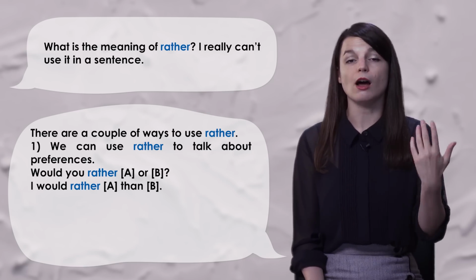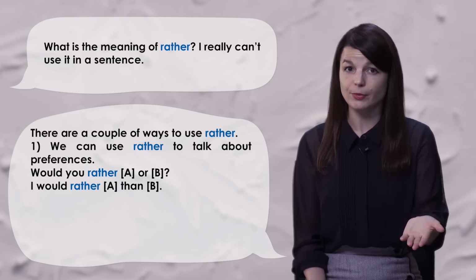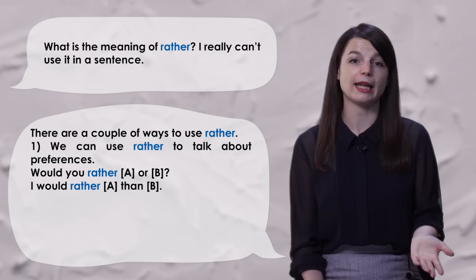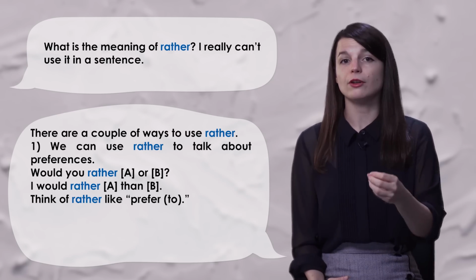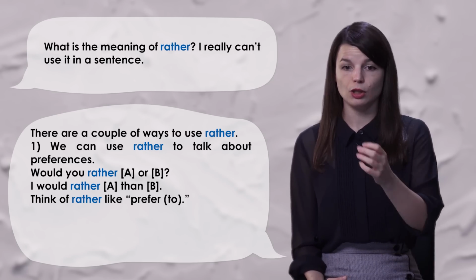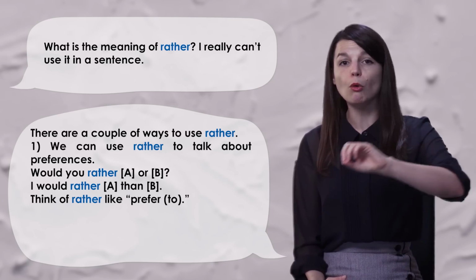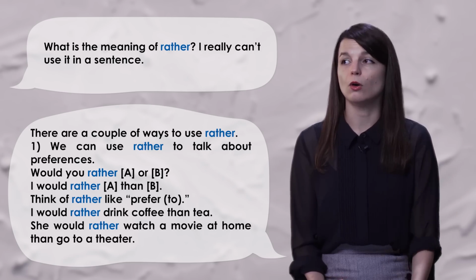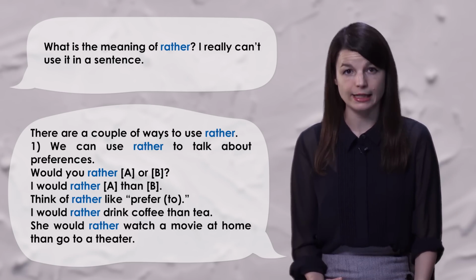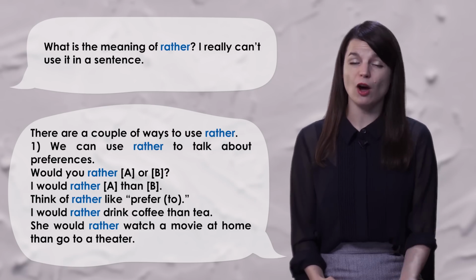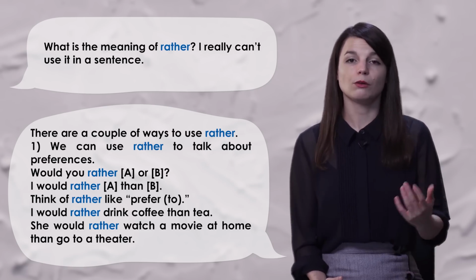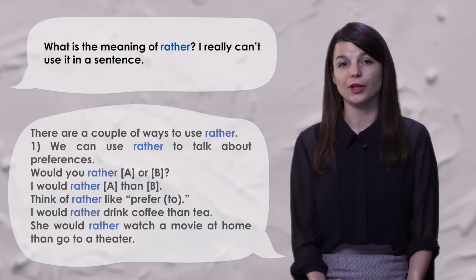So this is giving us options. We can use it to give those options. And we can use it to explain our choice. You can think of rather like prefer, meaning you would desire one thing more than another thing. So I would rather drink coffee than tea. She would rather watch a movie at home than go to a theater. So rather sounds a bit more casual than prefer.